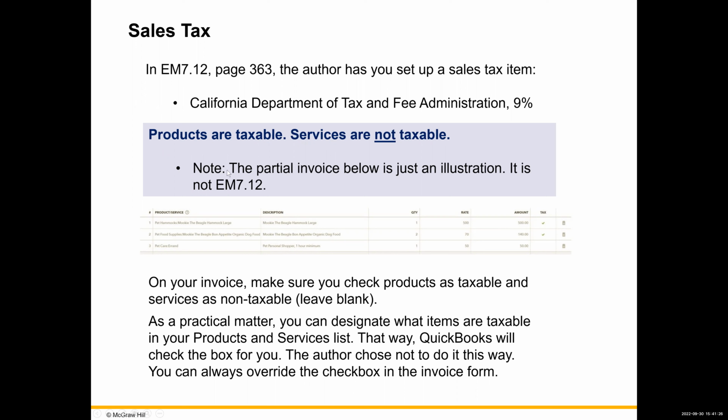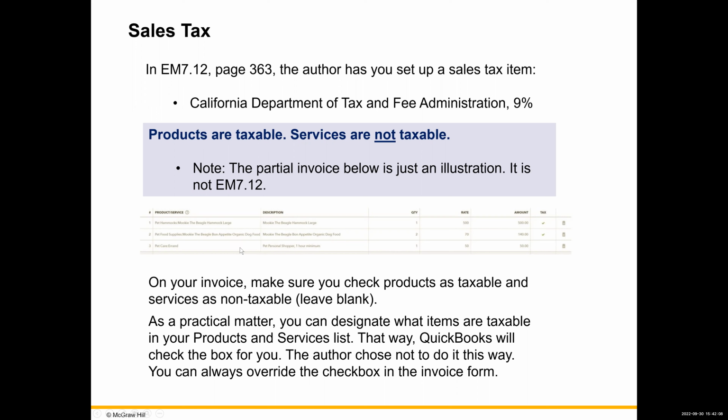Now, here, I give you a partial invoice. And no, this is not EM 7-12. It's one that I just wanted to share with you so you see what I'm talking about. So this is partial invoice. And when you're going to put a line item for like this one, a large hammock, you're going to put it in a quantity of 1, and the rate should pop up automatically. So the amount's $500. Because this is a product, right? You need to check that tax box. That's taxable. Same thing with the dog food. You're going to check it as taxable.